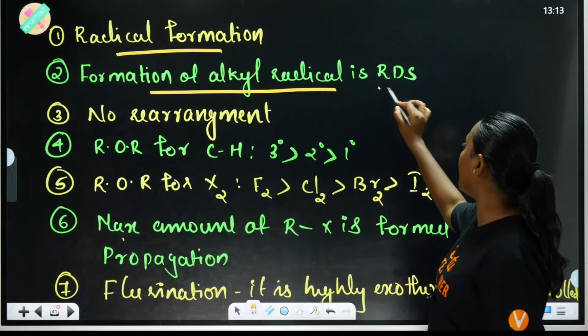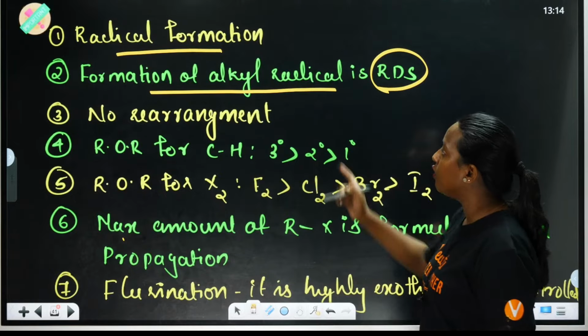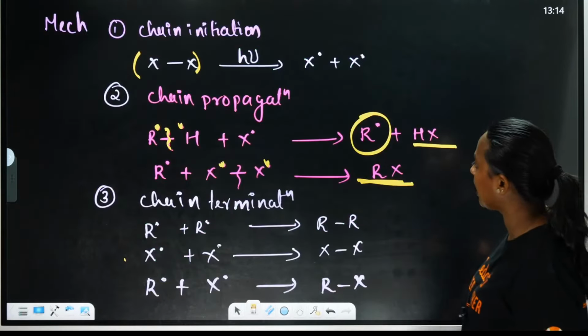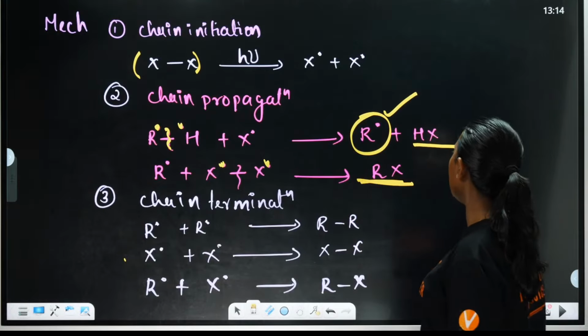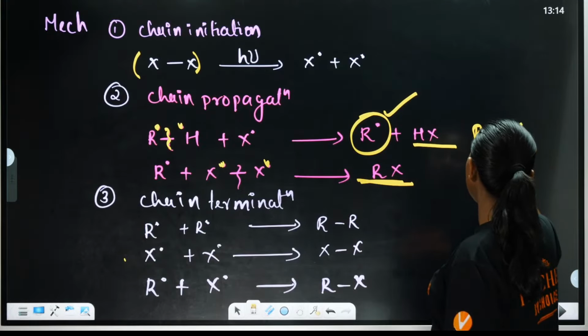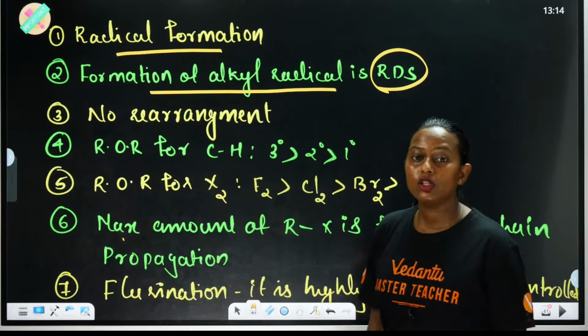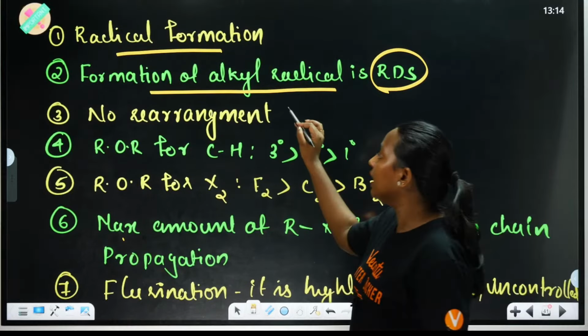Rate determining step. The formation of the alkyl free radical is the rate determining step, the RDS.